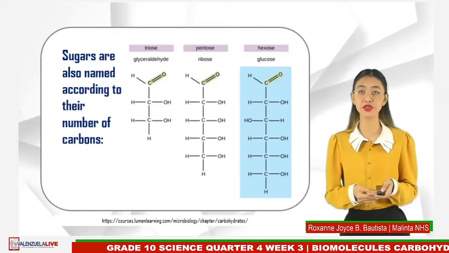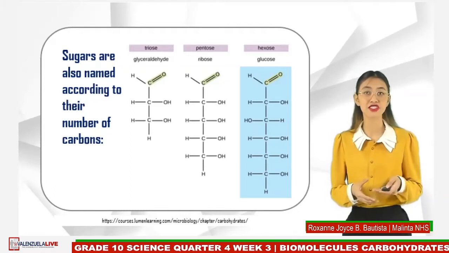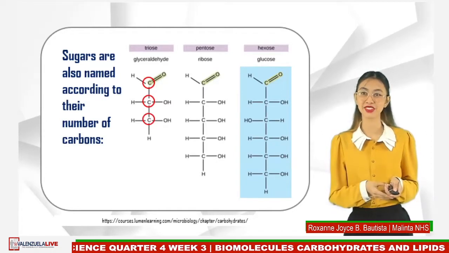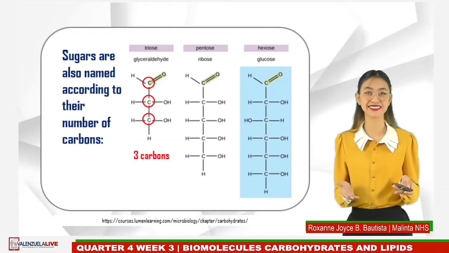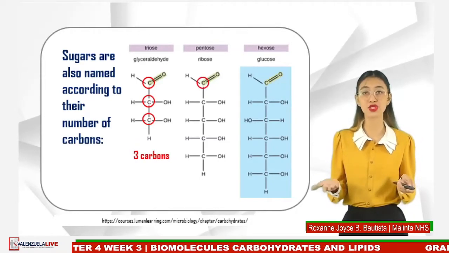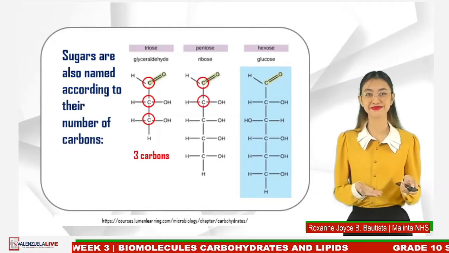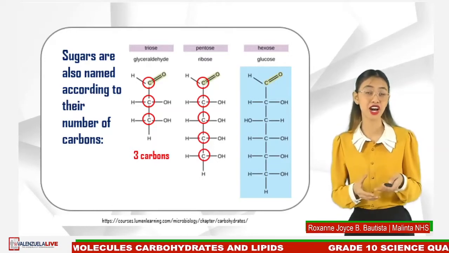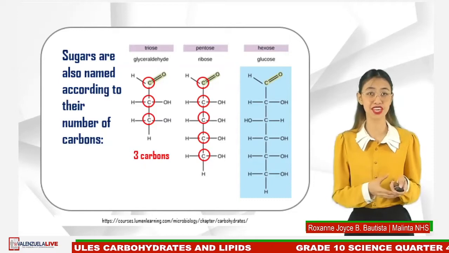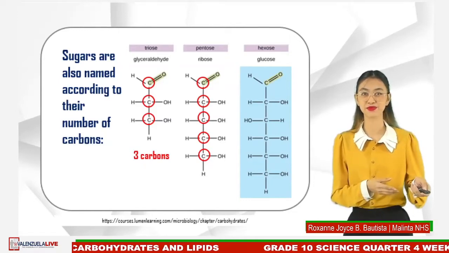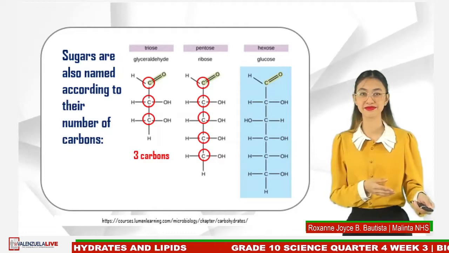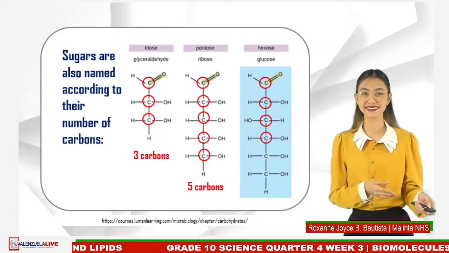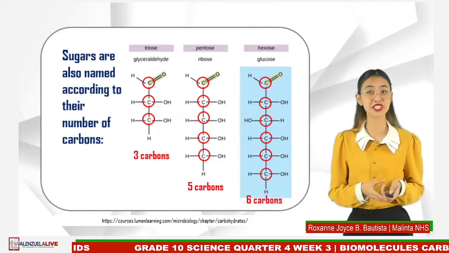Sugars are also named according to their number of carbons. Some of the most common types are trioses, which is composed of 3 carbons. Another is pentoses, which consists of 5 carbons. And lastly, we have hexoses, which is composed of 6 carbons.